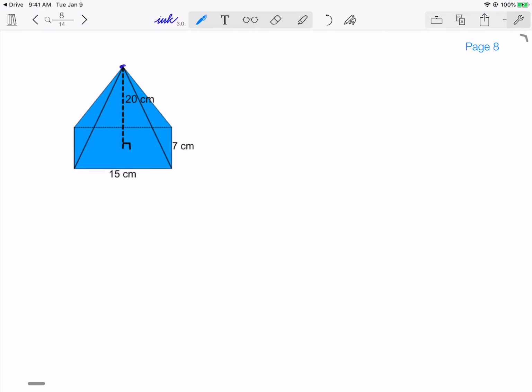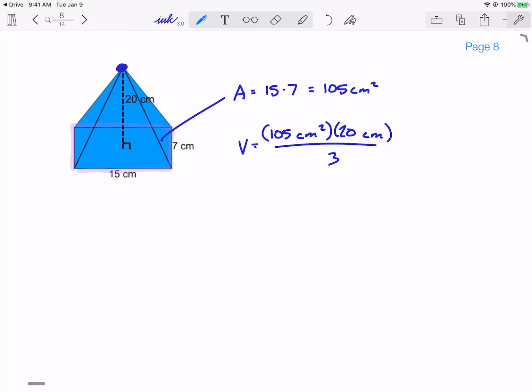Next one, I again have a pyramid because everything comes to meet at a point. And it appears my base is rectangular, 15 by 7. So area of a rectangle is simply the base times the height, so 15 times 7. And then volume is going to be the 15 times 7 result, which is 105 centimeters squared. I'm going to take that area multiplied by the height of 20 centimeters, divide that result by 3, and I get 700 centimeters cubed.